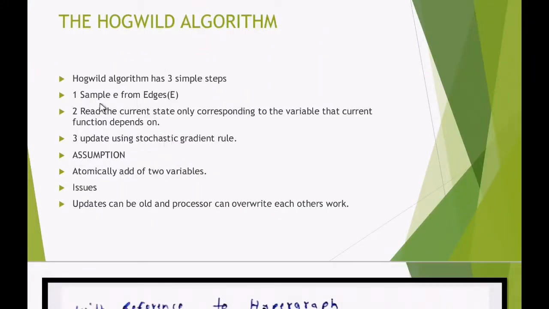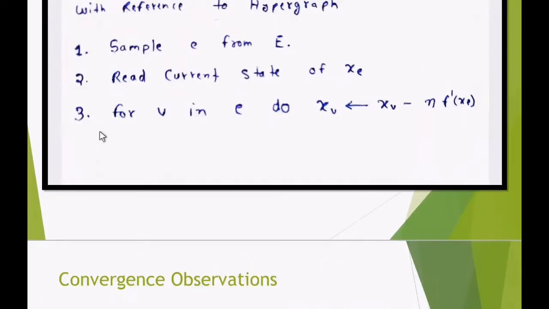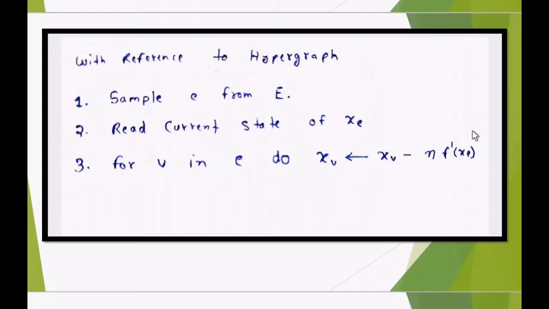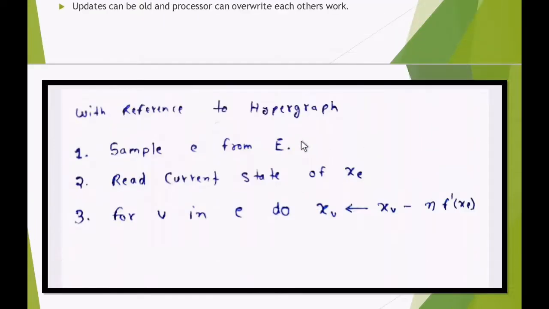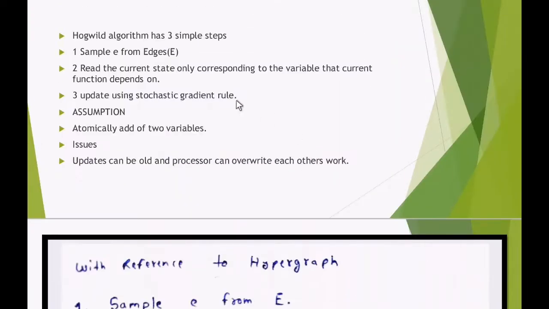Now let me officially define the Hogwild algorithm. It is a very simple algorithm, with only 3 steps. This is the notation version of this algorithm with respect to the hypergraph. First, we sample an edge e from our hypergraph.